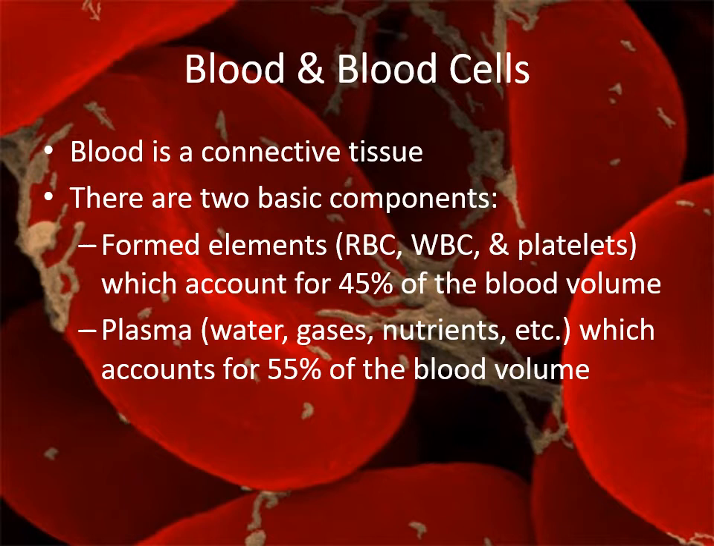There are two basic components. The first one are formed elements. These are all the cells that make up the blood, including the red blood cells, white blood cells, and platelets. They account for approximately 45% of the blood volume. The rest of it is the plasma. This is the water, the gases, the nutrients, and things like that. And this accounts for approximately 55% of the blood volume.